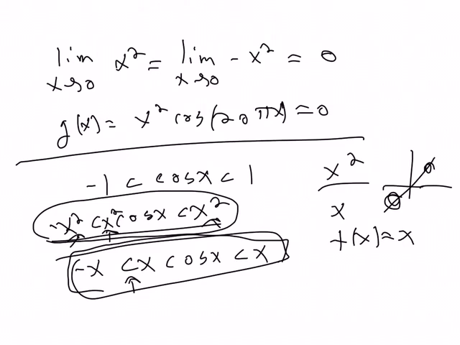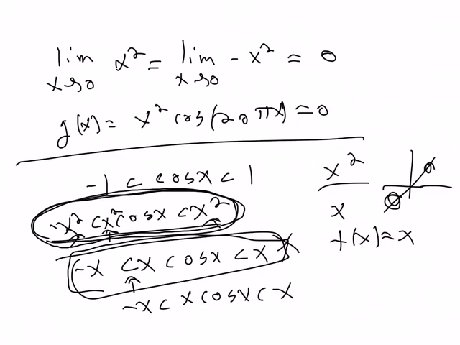And the fact of life is that this is simply not true. If you graph it, you will see that negative x is not always less than x cosine x, which is not always less than x. So you just need to be careful when you do this trick to make sure that you're always multiplying by a positive number, or always multiplying by a negative number and you flip the inequalities. But if sometimes you're multiplying by a positive number and sometimes by a negative number, you can't really do any of this.